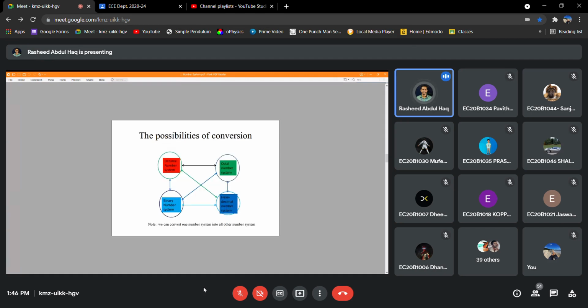Okay. Now, why are we learning this number system? Can we convert from one number system to another? If you have a number in any number system, we can convert it to the others. For example, from decimal, we can convert to octal, hexadecimal and binary. In a similar fashion, from these four number systems, we can convert to any other. For example, if it's hexadecimal, we can convert it to decimal, binary, and octal, and so on.